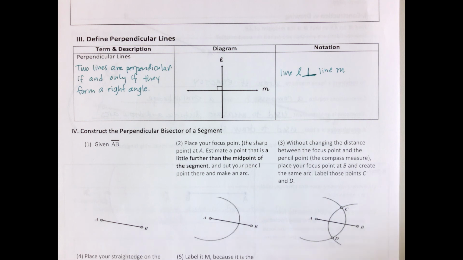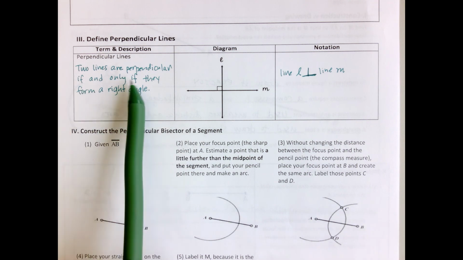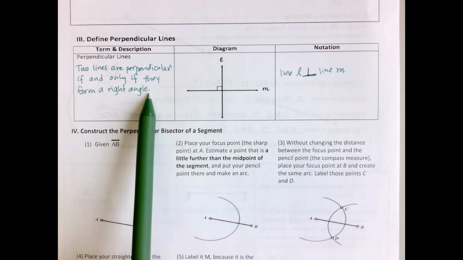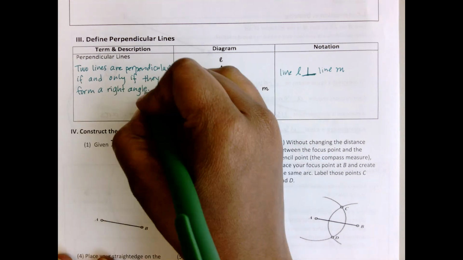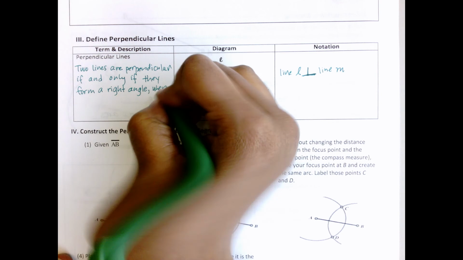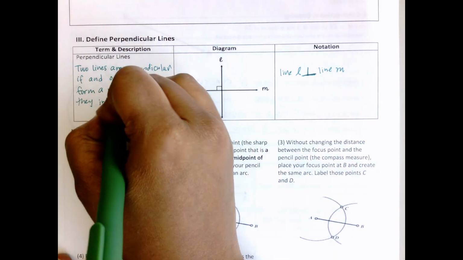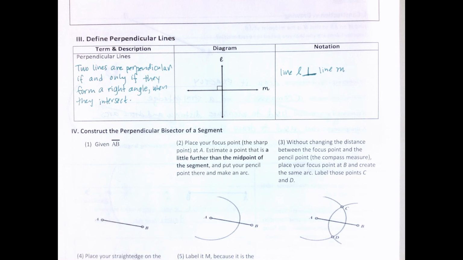So two lines, right, what you're going to write here is that two lines are perpendicular if and only if, when they intersect, they form a right angle. So you need to add this, when they intersect, okay? So two lines are perpendicular if and only if they form a right angle when they intersect.